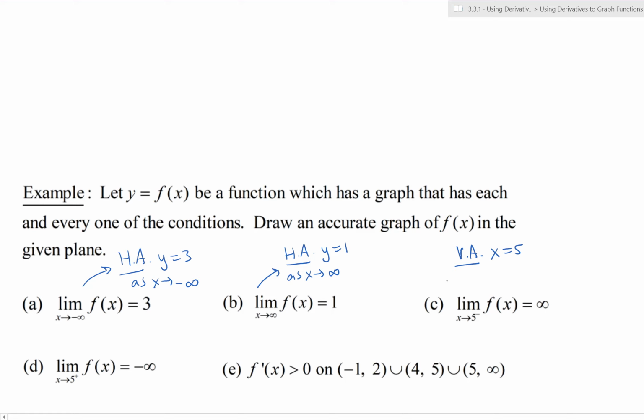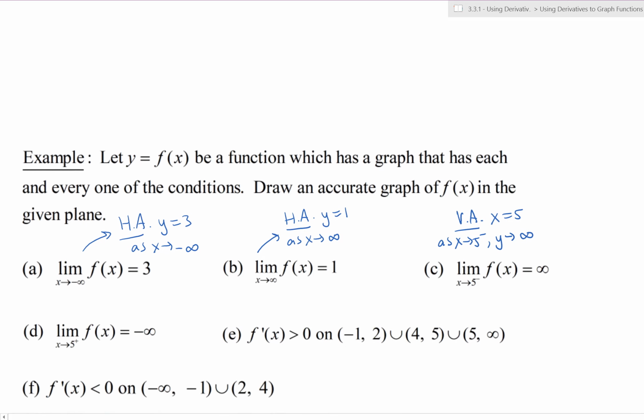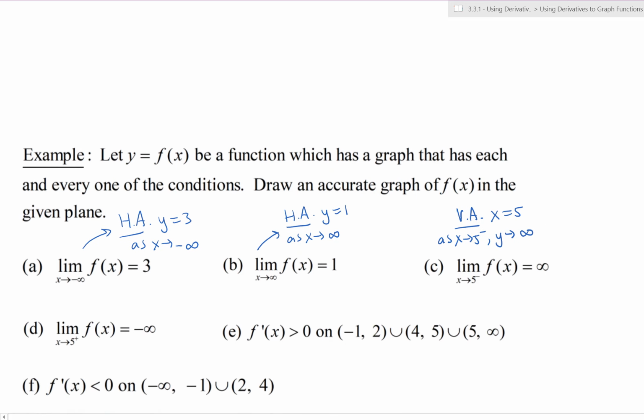And moreover, as x goes to 5 from the left, the function y, or f of x, is going to positive infinity, right? Now, there might be other things going on to the right, but just because of that, we have a vertical asymptote.